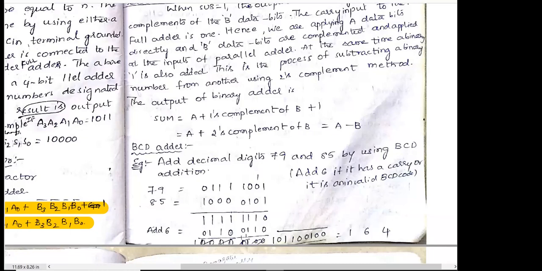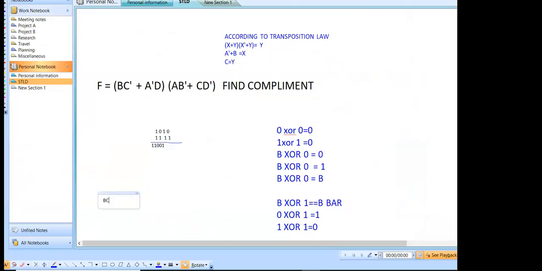In BCD addition, we know what the BCD numbers are. The BCD numbers are represented from 0 to 9. If you verify, 0, 1, 2, 3, 4, 5, 6, 7, 8, 9, those are called BCD numbers. And recall that in number systems, these are the digits from 0 to 9. Now, to perform the addition of BCD numbers, let us consider one example.